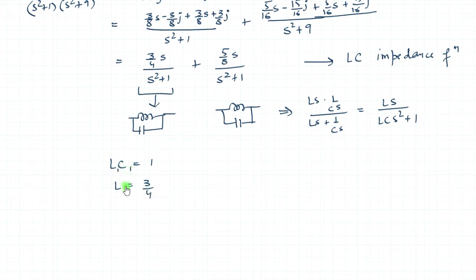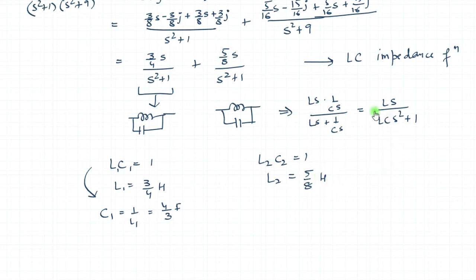Let me number them L1, C1. So I have L1 to be equal to 3 by 4 Henry, and substituting the value of L1, I can calculate the value of C1 here. So C1 will be 1 by L1, which will be 4 by 3 farad. Similarly, comparing this with this, I will get L2 C2 to be equal to 1 and L2 to be equal to 5 by 8 Henry.